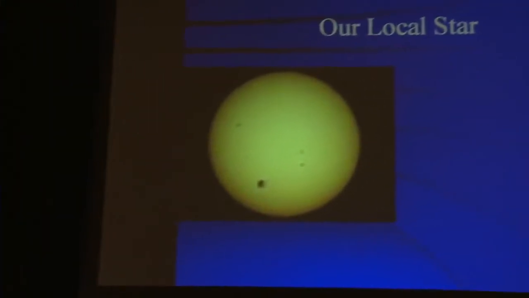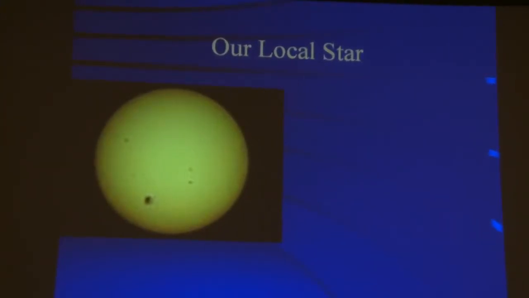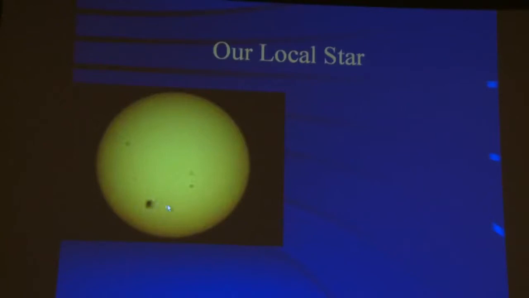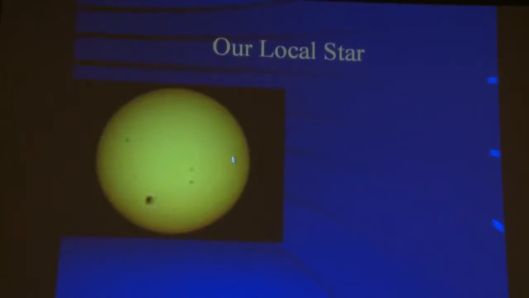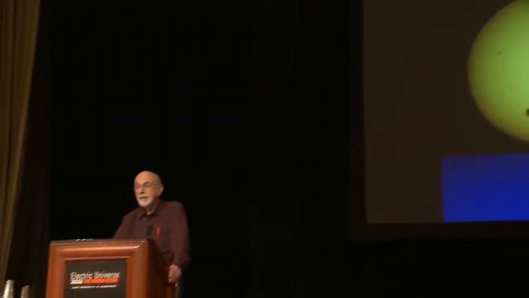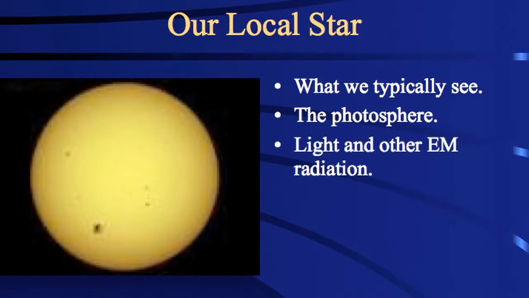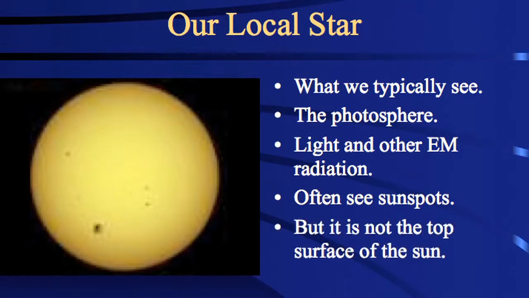If you look at it through a backyard telescope, you see that's the photosphere. Occasionally you see some sunspots. If you've got a good enough telescope, you can see some structure usually around the limbs, but you can't see anything else. And so you would conclude, well, that's the surface of the sun. Well, it's not the surface of the sun, because there are other things above that layer. And this is what we typically see, the photosphere. It gives us all the light and the electromagnetic radiation that we receive. But it's not the top surface.